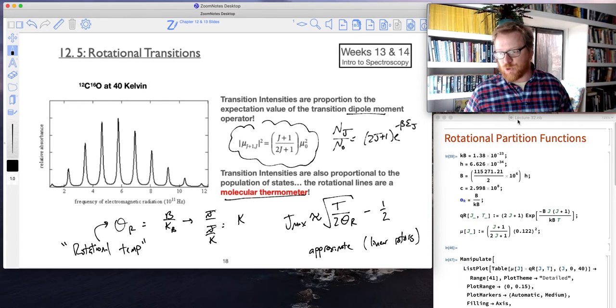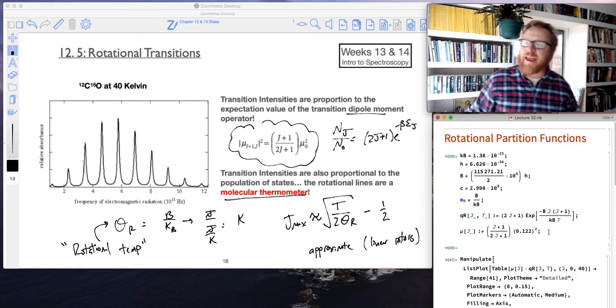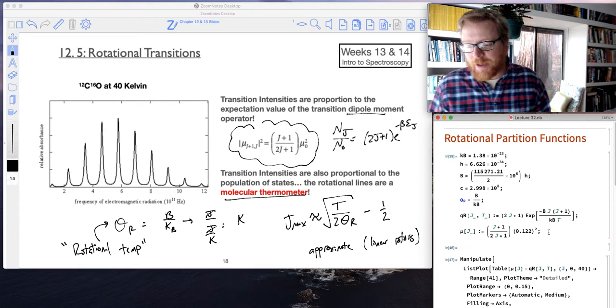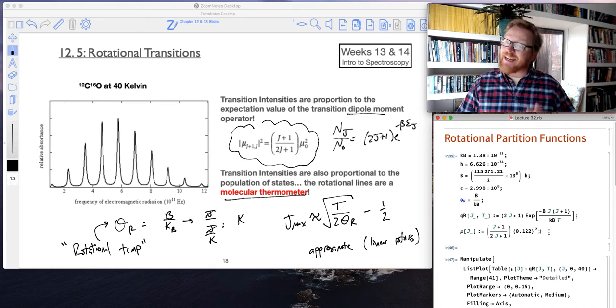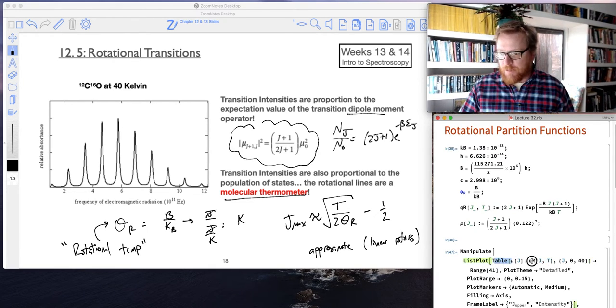So here I want to switch over to my Mathematica file, and you can see here that I've got the rotational partition function Q. I've also got this dipole moment equation put in here. And I'm just making a simulated spectra by assuming that the intensity, the Y values, are just the partition function multiplied by the expectation value of the dipole moment operator. And of course, that is a function of J.